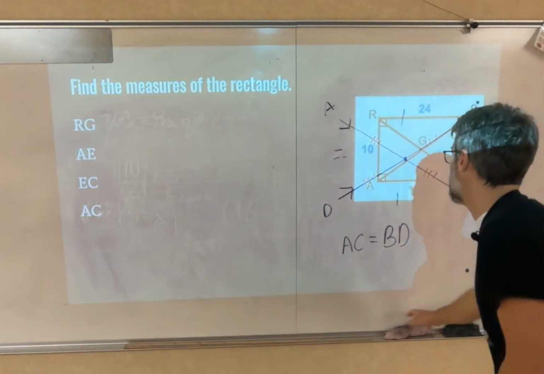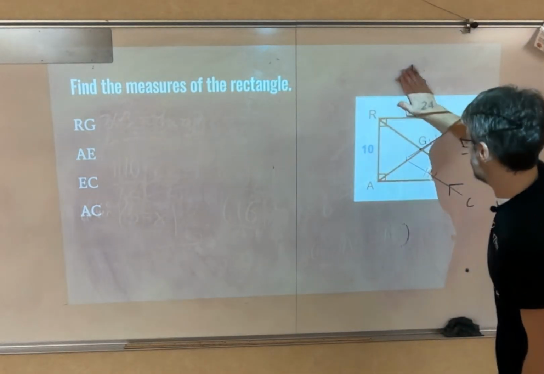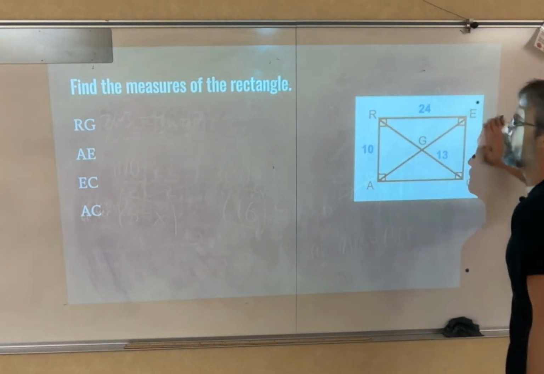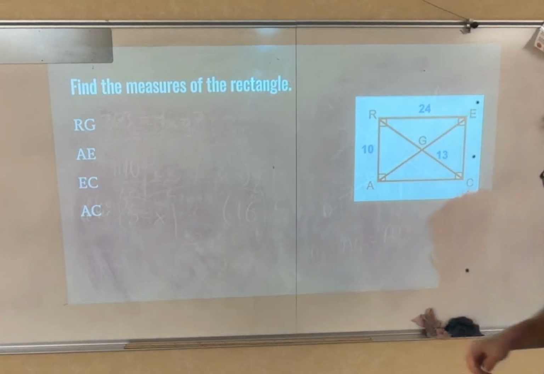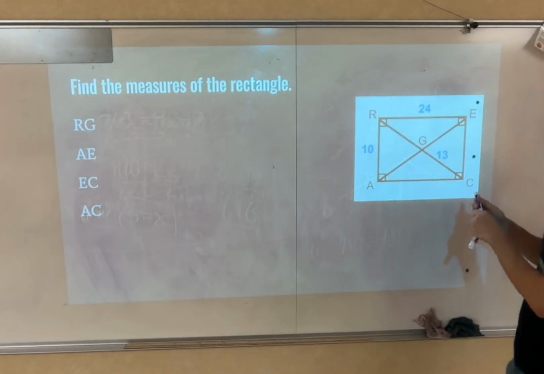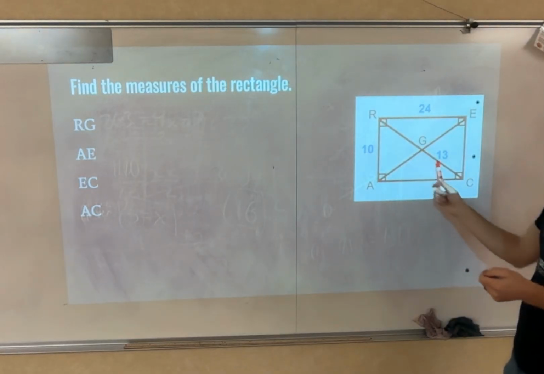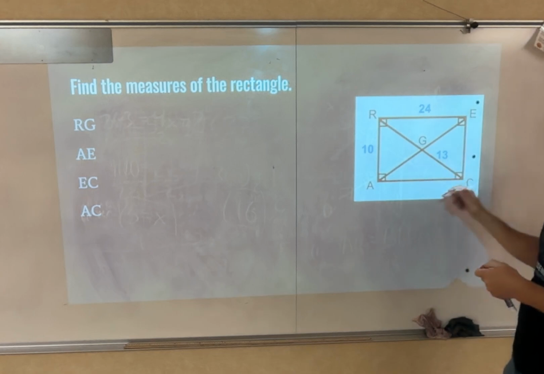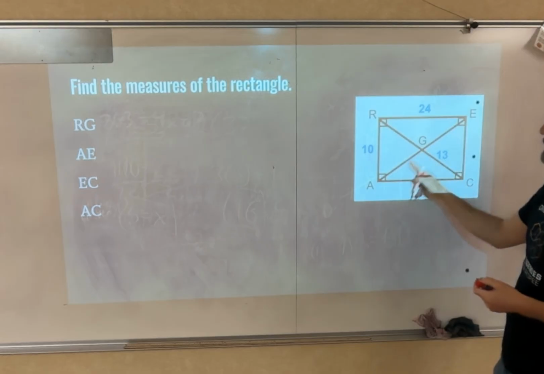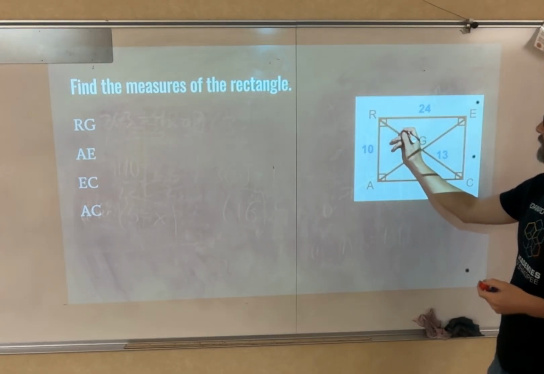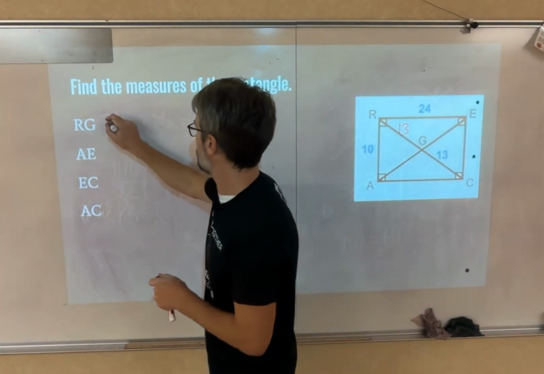Okay, so using that information, we've got our rectangle, and we want to plug in all of this missing information. So we want to know what is the length from R to G. Well, the length from R to G, half of that diagonal, is going to be the same as this here from G to C, because this is a midpoint. It bisects the diagonal. So this is going to be a 13 right there. So RG is 13.